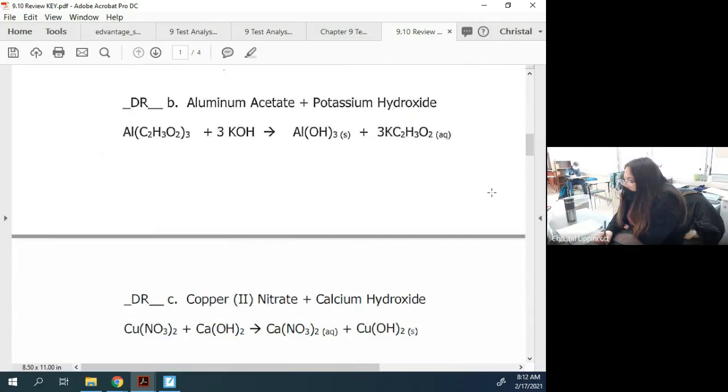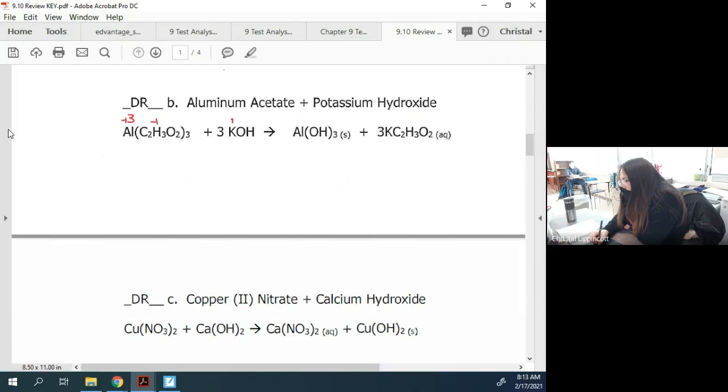This is aluminum acetate. So aluminum is a +3. Acetate is a -1. So I needed 3 acetate ions to balance out this charge on aluminum. In order for me to have 3 acetate ions, I need to put that polyatomic in parentheses. And then I drop a little 3 down here. Okay, so now I've got that formula balanced. I'm going to move on to my next one.